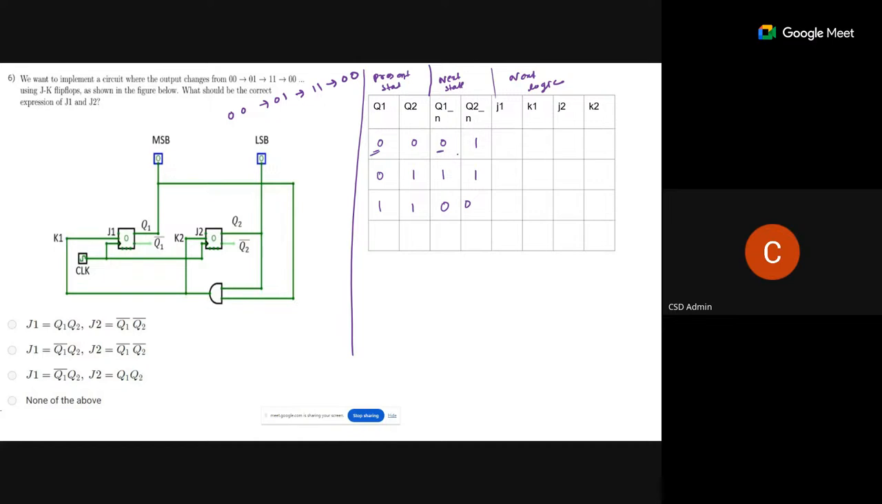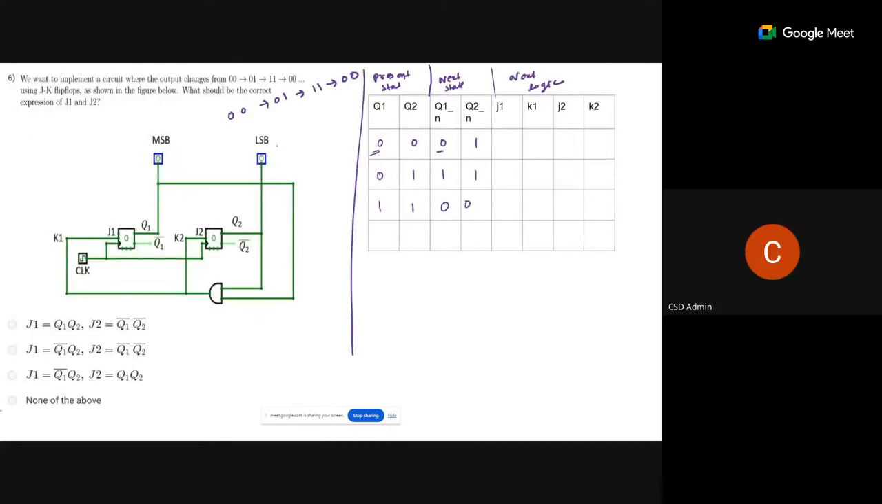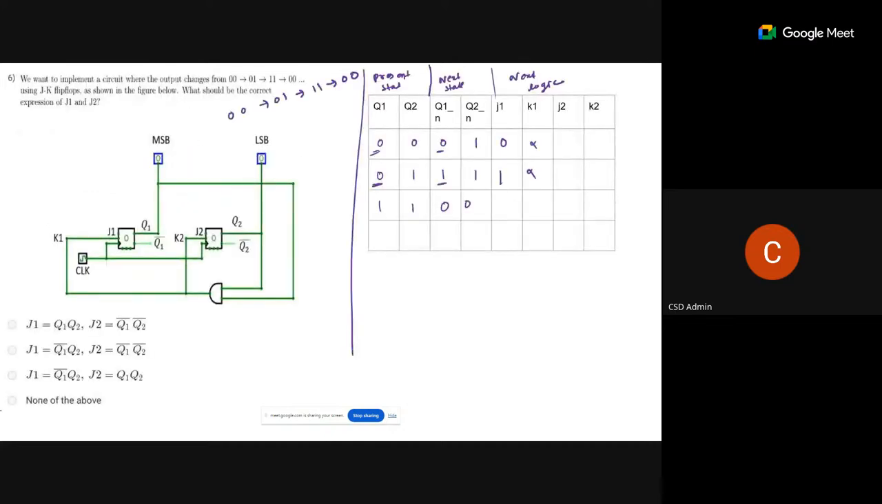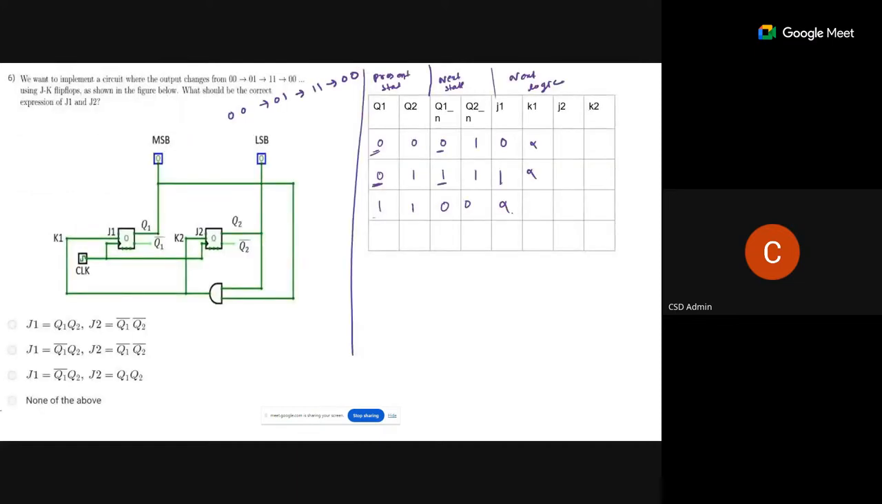So, if you see the characteristic table, 0 to 0 means Jn should be 0 and Kn should be don't care. So it will be 0 and don't care. You have to change 0 to 1. So 0 to 1, it will be 1 and don't care. Then 1 to 0, it will be don't care and 1.